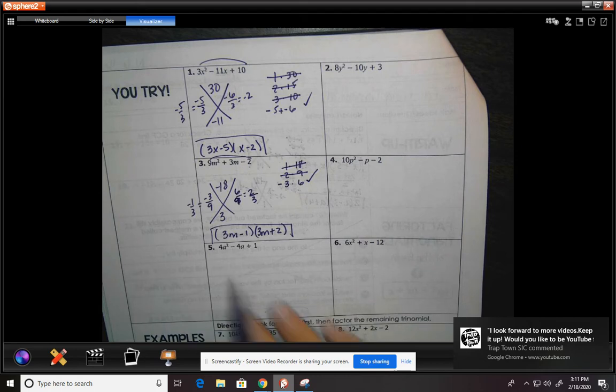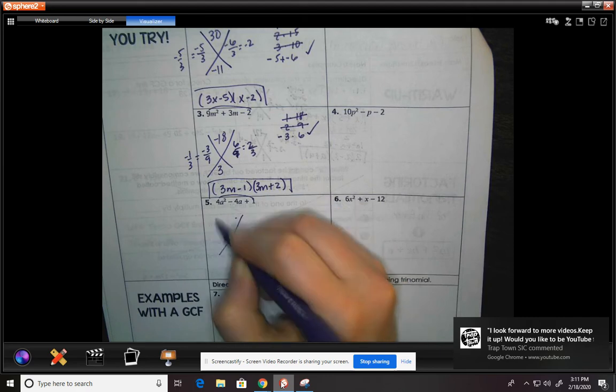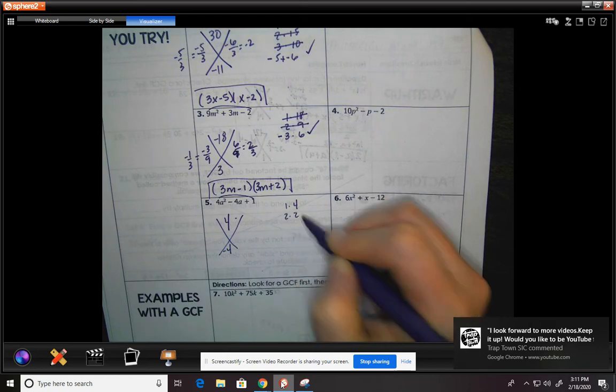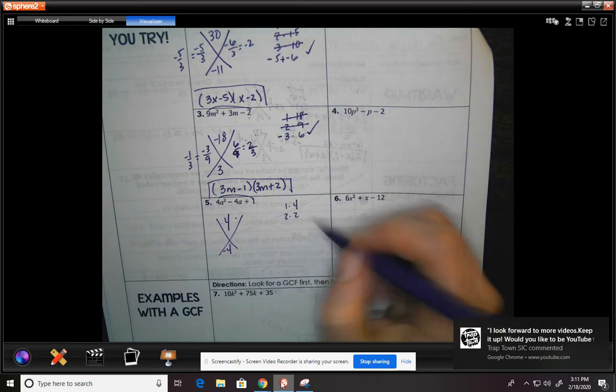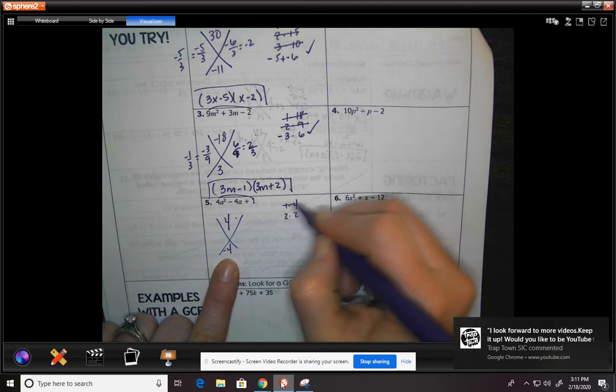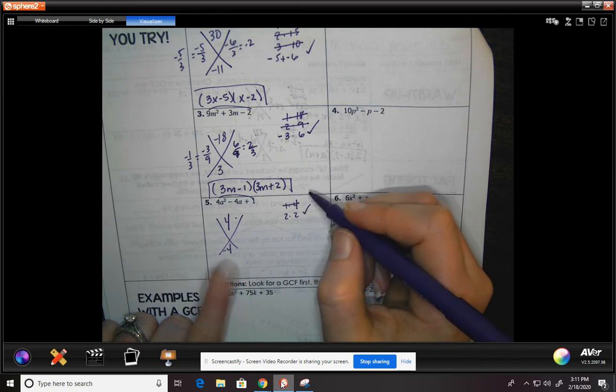Now, if you go to number 5, one more without a GCF, we're going to do 4 times 1, which is 4, and then my sum has to be negative 4. So multiples of 4 are 1 and 4, and 2 and 2. Okay, so 1 plus 4 is 5, 4 minus 1 is 3. Did not get me to my number. 2 plus 2 is 4. We got this. But I need it to be a negative 4.